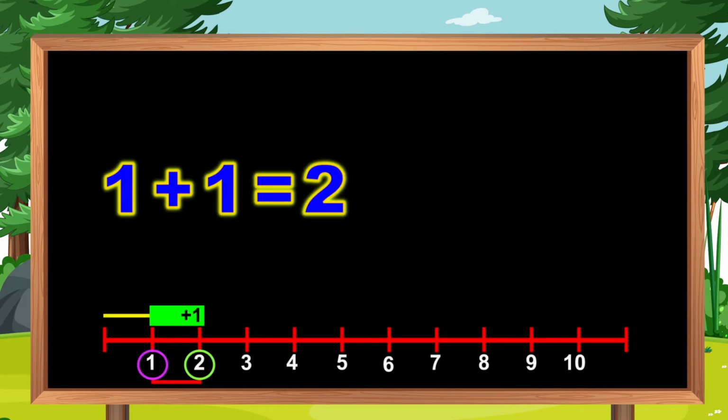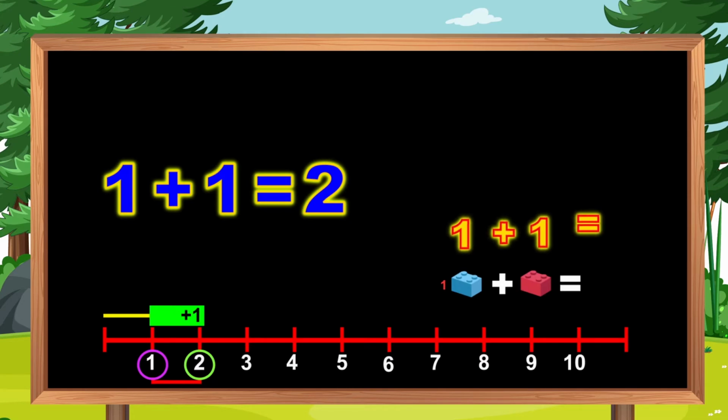One plus one equals two. How did we get 1 plus 1 equal to 2? Let's take one block and add one more block to it. Now let's see how many blocks we have altogether. Count with me. We have two blocks, 1 and 2. So, one block plus one block equals 2 blocks. So 1 plus 1 is 2.